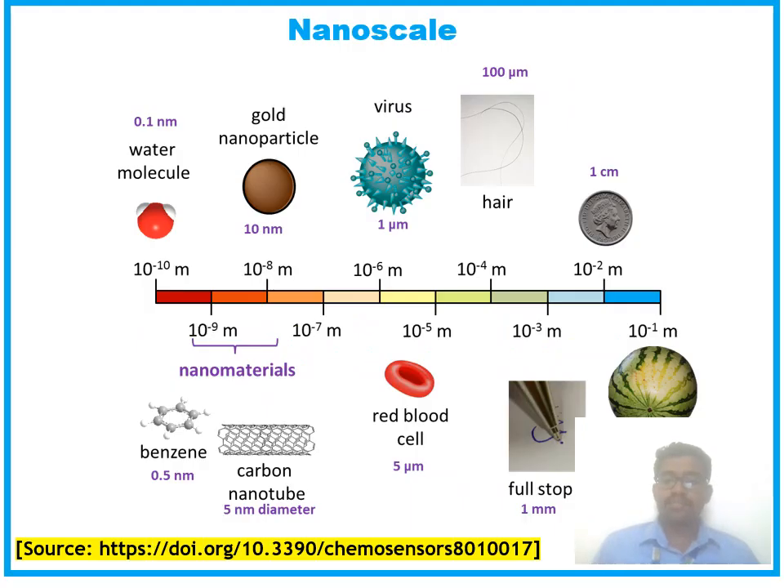Nanostructures are materials which have dimensions of 1 to 100 nanometers. The word nano came from Greek, which means very small object. Nanoscience deals with the material properties at the nanoscale, whereas nanotechnology is focused on the application of nanomaterials. In this picture, we can see different kinds of objects from atomic scale to nanoscale as well as macro scale. It clearly represents how small nanomaterials are when compared with other objects.